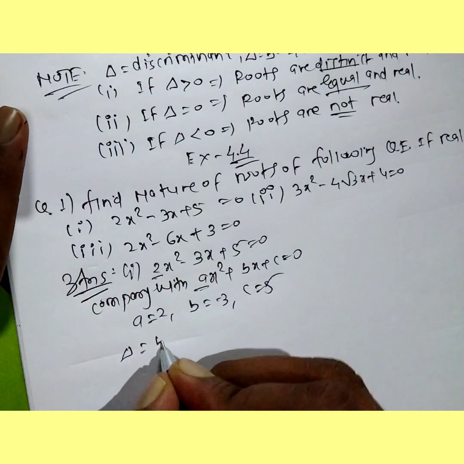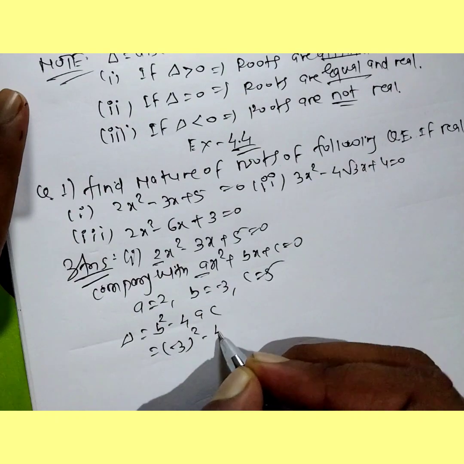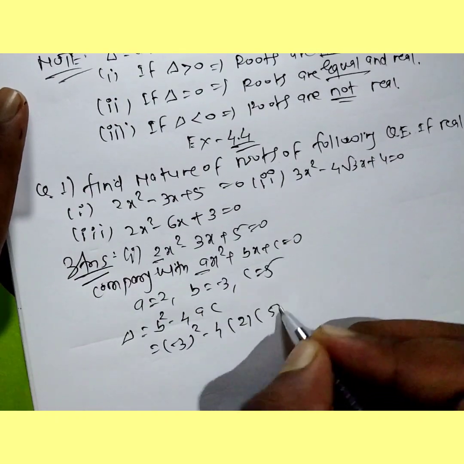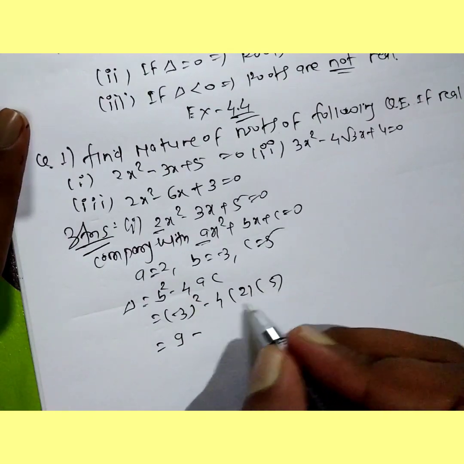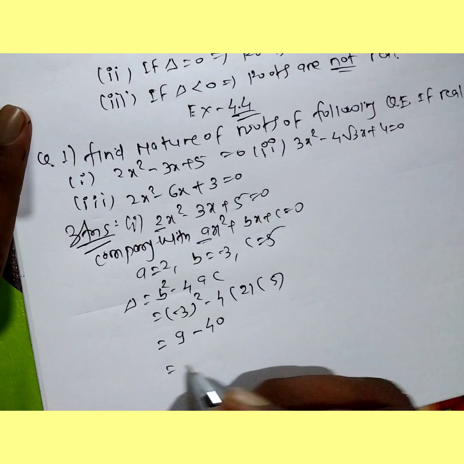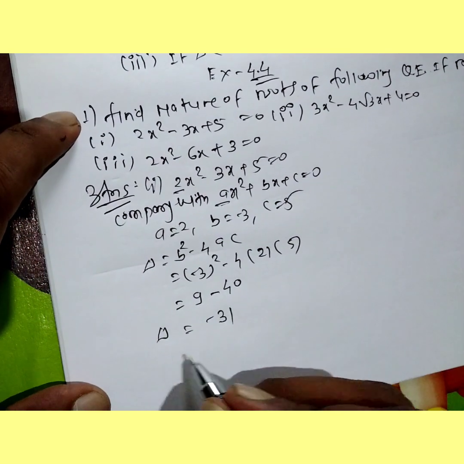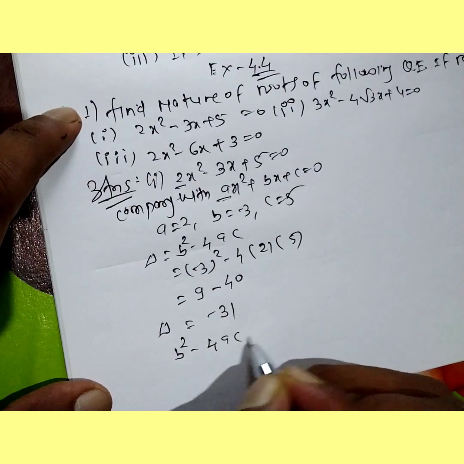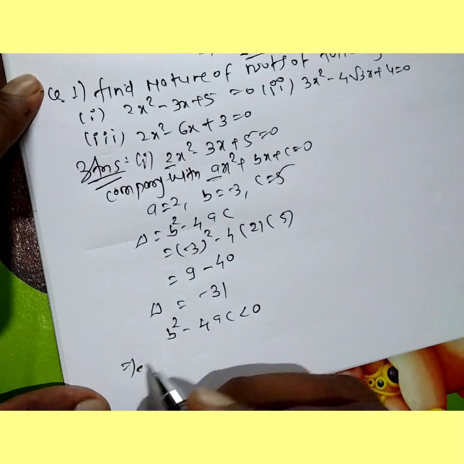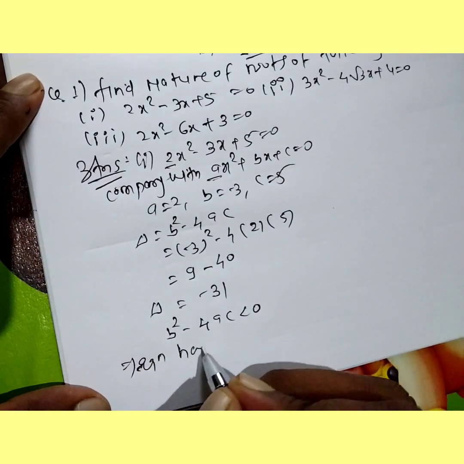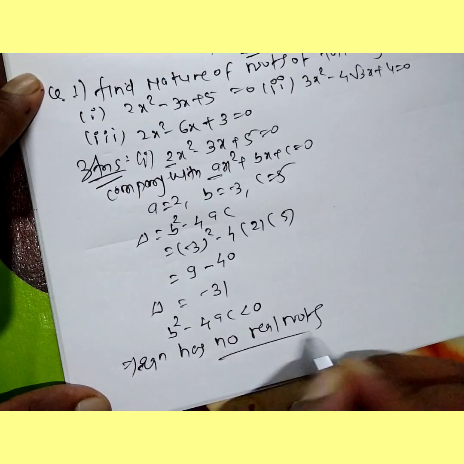Okay, let us find delta. So b square minus 4ac. What is this? Minus 3 square minus 4 into a is 2 and c is 5. So what are you getting? 9 minus, right now, 8 5s are 40. So delta is minus 31, right? So basically b square minus 4ac is less than 0. So this equation has no real roots. Therefore, the equation has no real solution, or you can say roots. Okay, so this is my first answer.